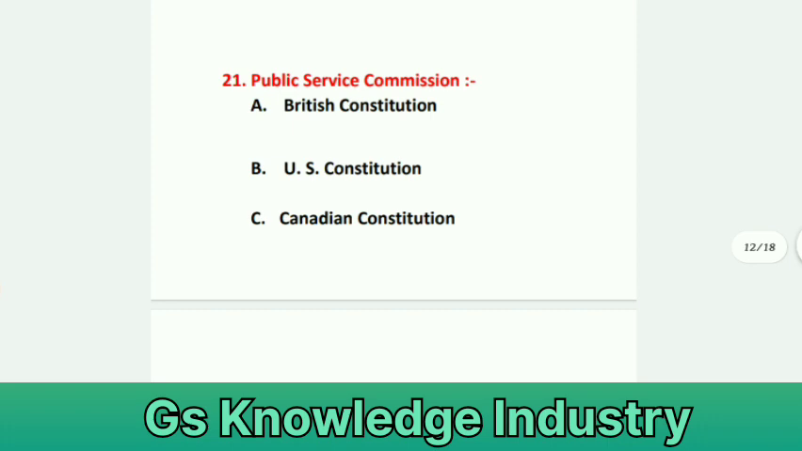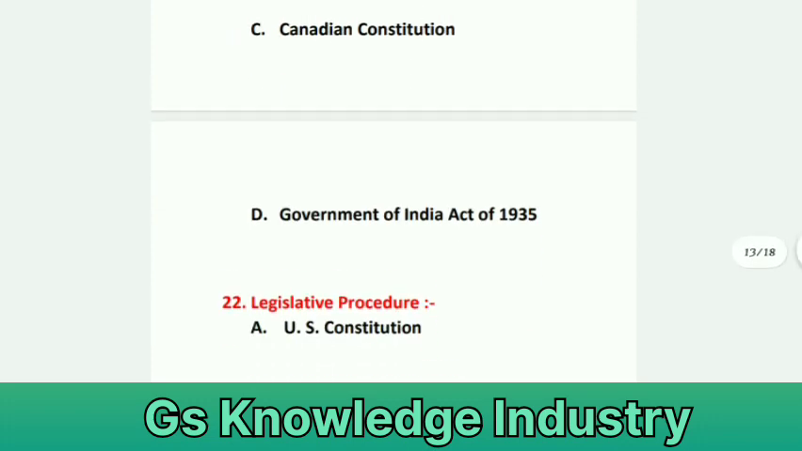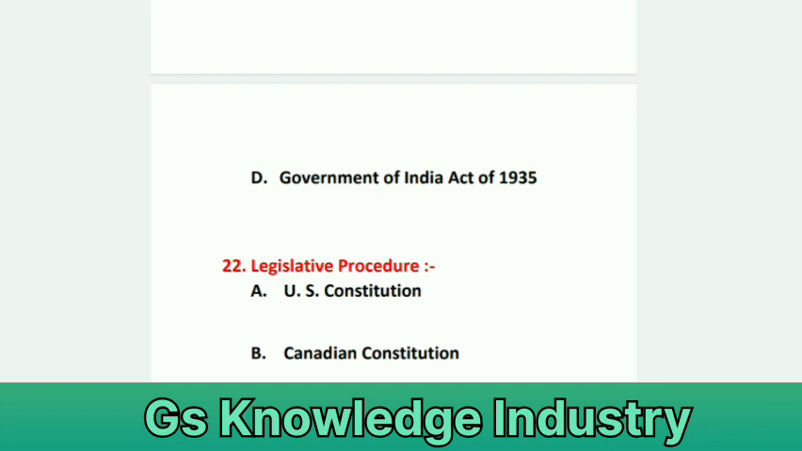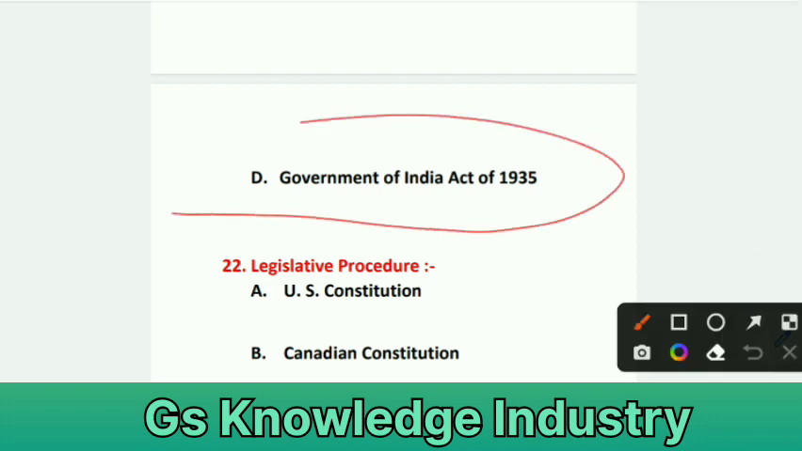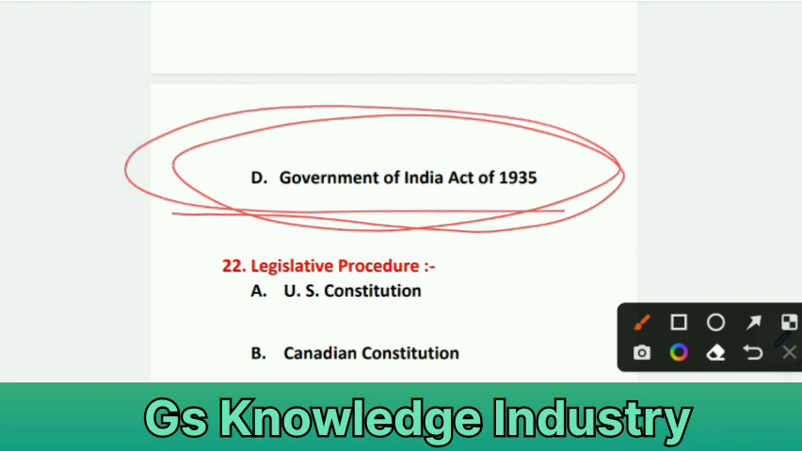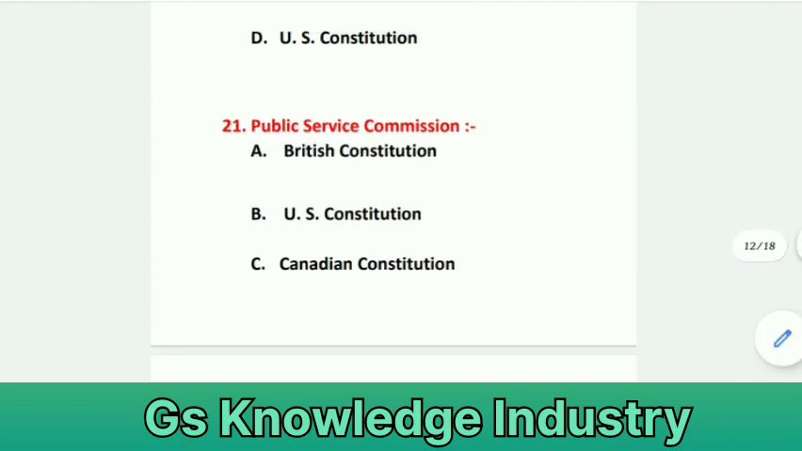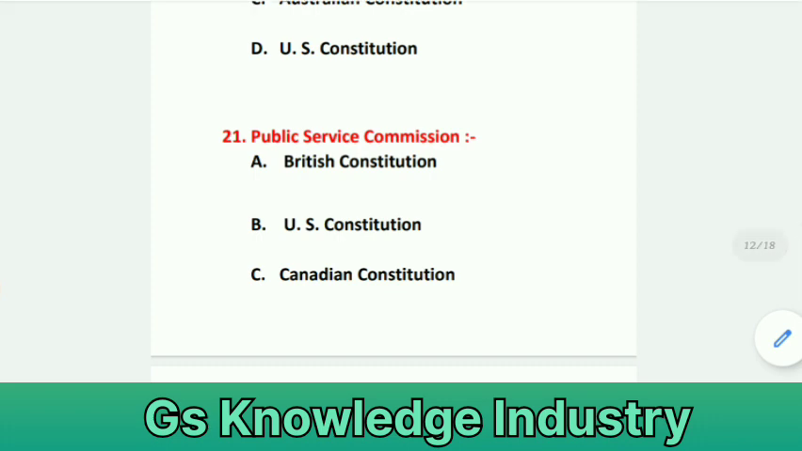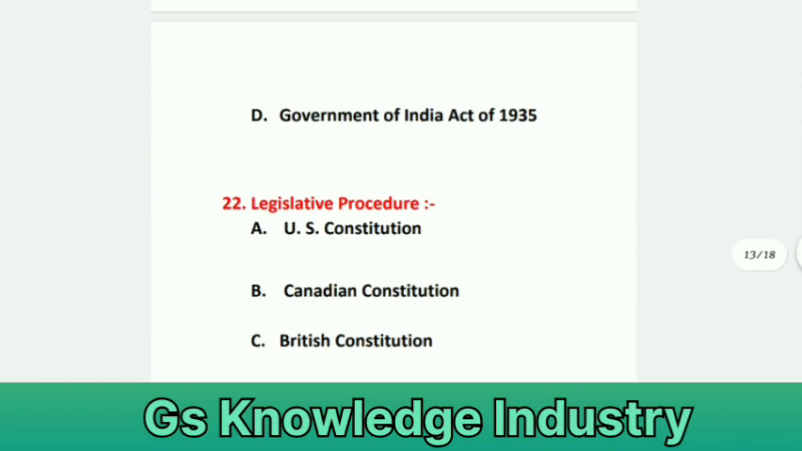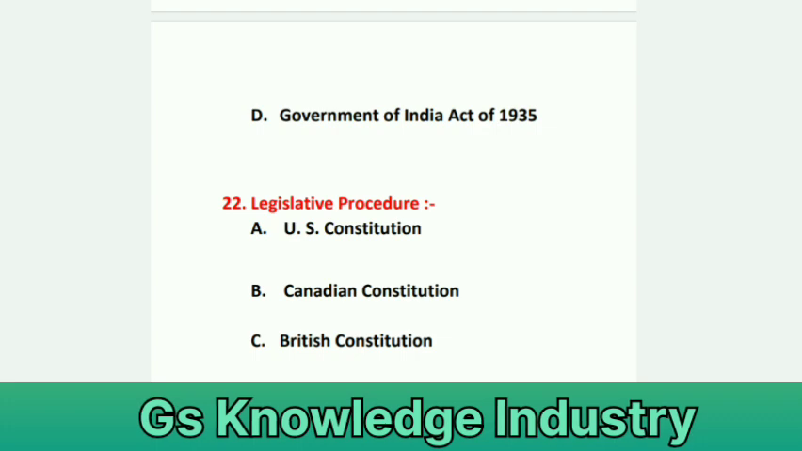21 number question. Public Service Commission has been came from which constitution? Option A. British Constitution. Option B. US Constitution. Option C. Canadian Constitution. Option D. Government of India Act of 1935. Here the right answer is option D. Government of India Act of 1935. Public Service Commission. This system has been came from Government of India Act of 1935.